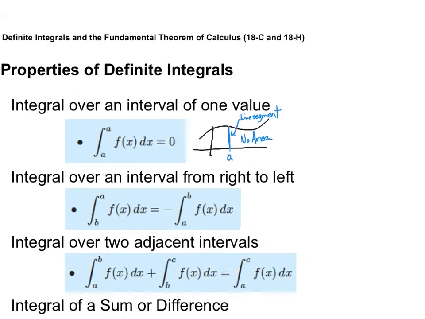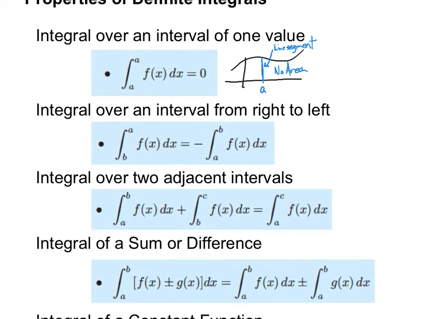Here's another one. Integral over an interval from right to left. Notice our intervals were going from A to B. Okay? And here we're understanding that A is less than B. So if we go from right to left, from B to A, that's going to give us the negative, or the opposite, of the integral from A to B.